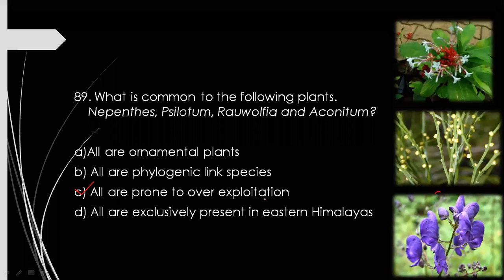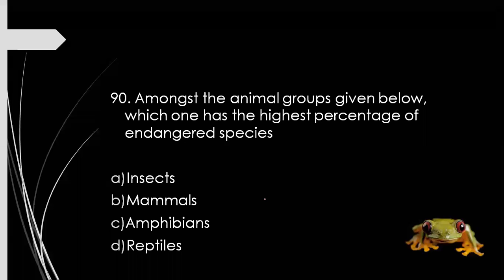Anyone has any doubt regarding this? No. Okay, very good. So tell me this answer. Amongst the animal groups given below, which has the highest percentage of endangered species? Insects, mammals, amphibians, reptiles. Yes, the correct answer is C, that is amphibians.